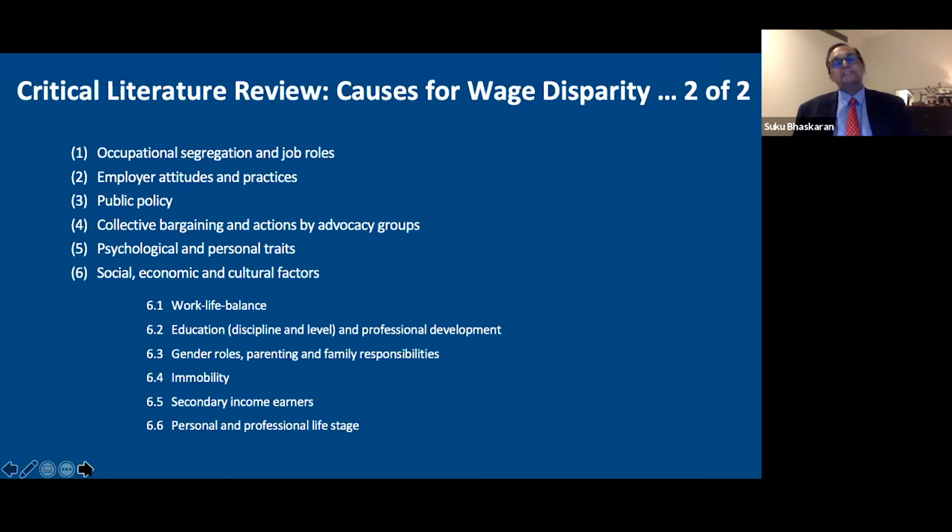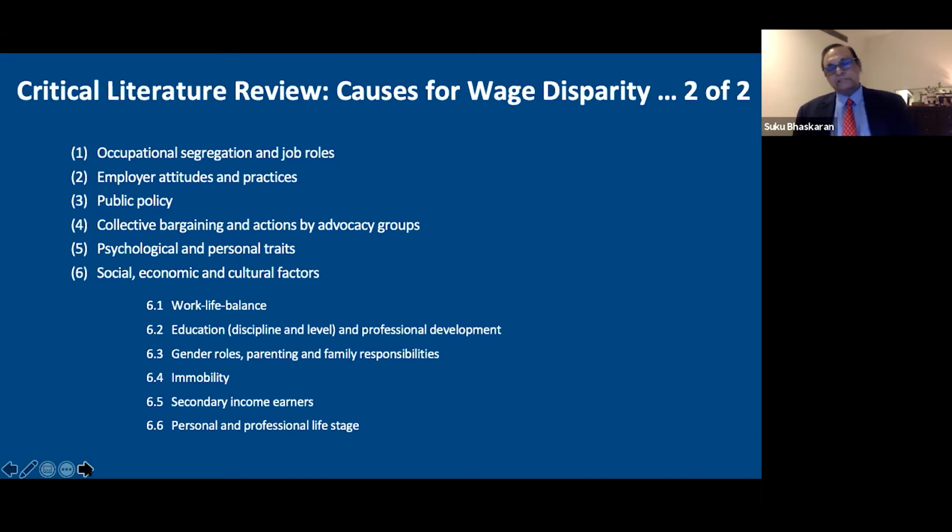So to summarize this, occupational segregation, employer attitudes and practices, public policy, collective bargaining and actions by advocacy groups, physiological and personal traits, and social, economic, and cultural factors have been attributed, in that order, as being the contributory factors to the disparity in wages earned by women compared to men.